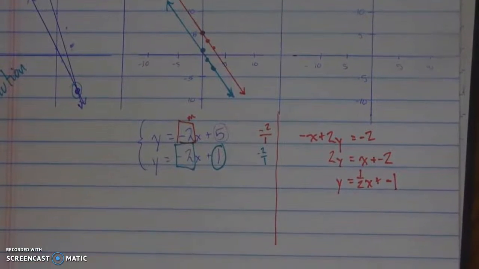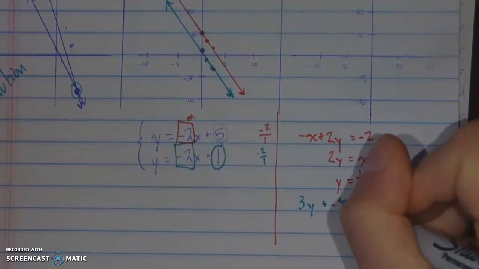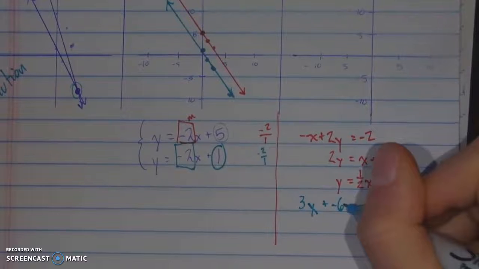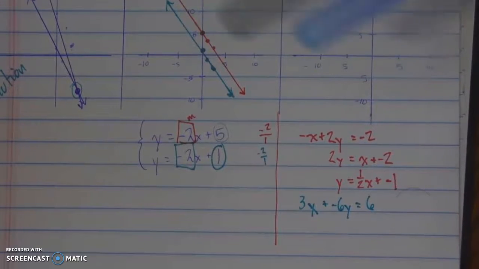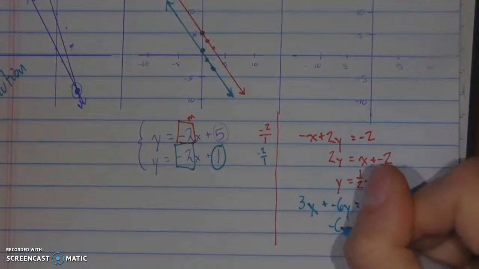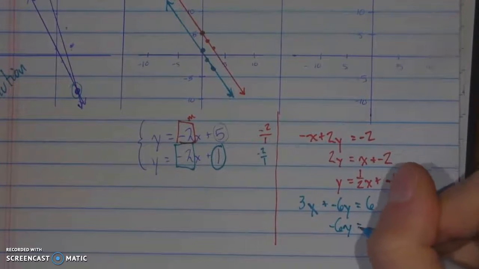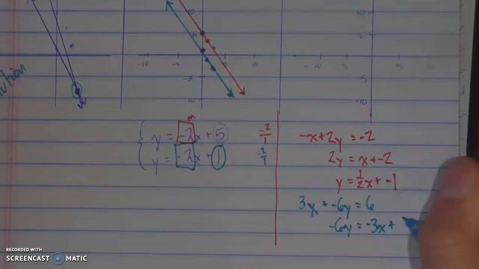Now to find my second equation, again, I'm just going to solve for y. So I have 3x plus -6y is equal to 6. Let me fix that. This should be an x on the top equation. And what I'm going to do here is subtract that 3x from both sides. I get -6y is equal to -3x plus 6.